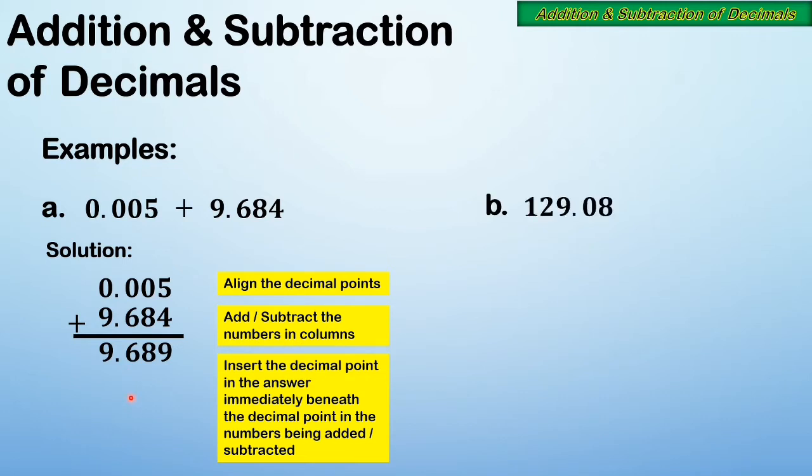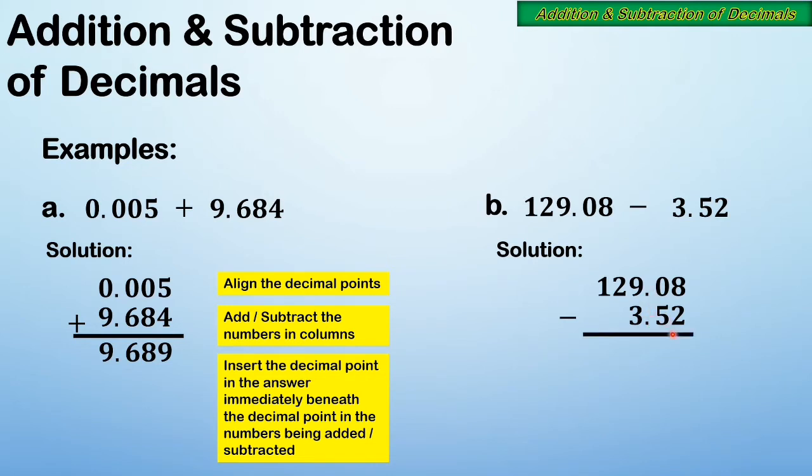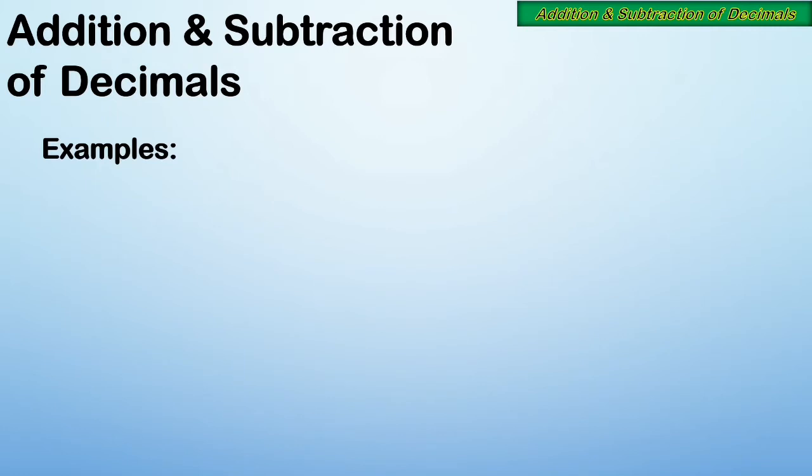Next, letter B, 129.08 minus 3.52. Again, arrange in column, then align the decimal points. Then we need to subtract to get the difference, and the decimal points are still aligned. That is how to add and subtract decimals. Okay, another example.